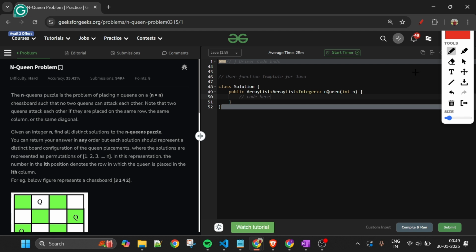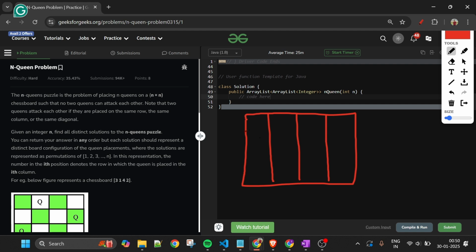We have to return the positions where we can place the queens. So let's quickly see one happy case as well, with 4 by 4, something like this. So what is the happy case? For n equal to 4, we have to put 4 queens on this chessboard such that they cannot attack each other. Let's suppose I fill the first queen here.